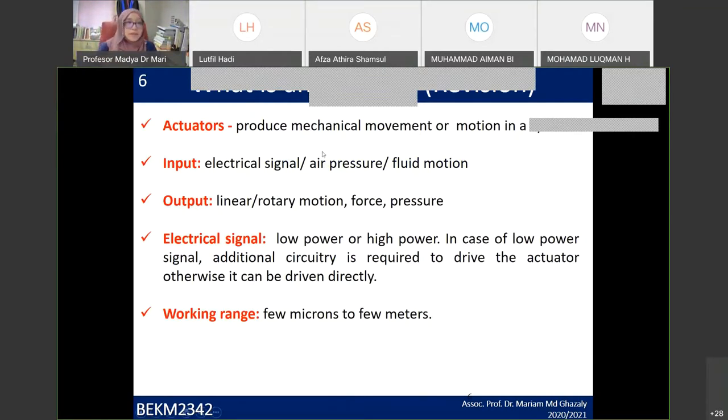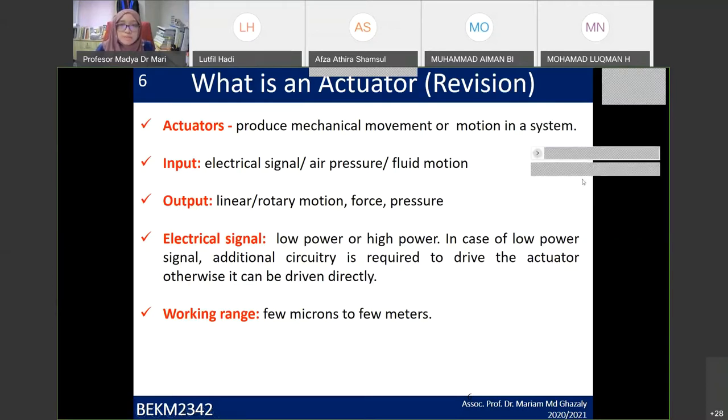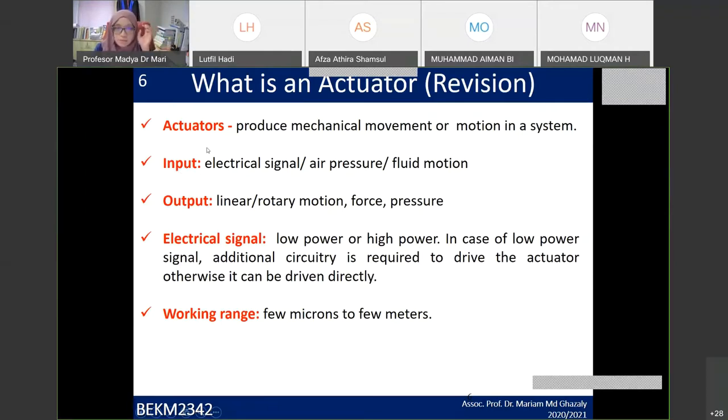So, what is an actuator? This is a revision from last week. An actuator is something that produces mechanical movement or motion. The input normally is either electric signal, air pressure, or fluid motion. When we talk about input types into the actuator, it is normally the pneumatic actuator, hydraulic actuator, or electrical actuator.